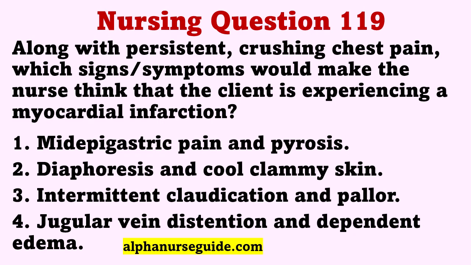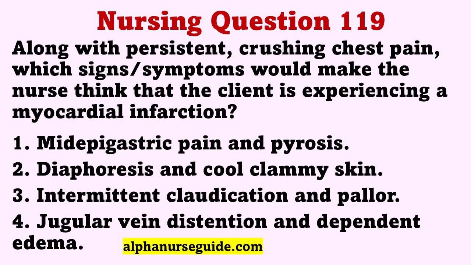Along with persistent crushing chest pain, which signs/symptoms would make the nurse think that the client is experiencing a myocardial infarction? 1. Mid-epigastric pain and pyrosis. 2. Diaphoresis and cool clammy skin. 3. Intermittent claudication and pallor. 4. Jugular vein distension and dependent edema. The correct answer is 2. Diaphoresis and cool clammy skin.